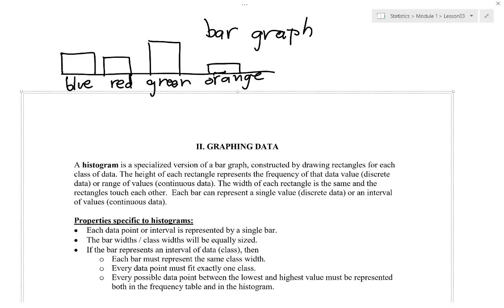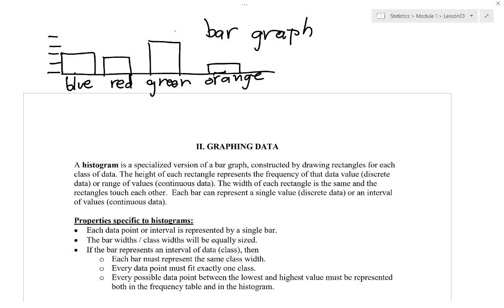Now, in the bar graph, we construct rectangles to show the height, to show the frequency. So there might be 3 blue, 2 red, 5 green, and so on. So a histogram follows those same rules. But a histogram is a special type of bar graph, and there are some specific rules.